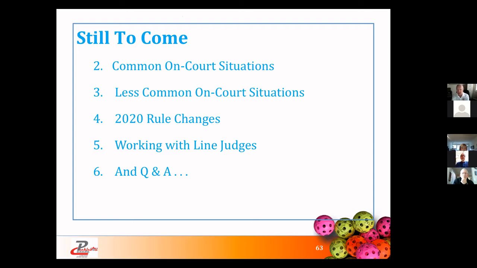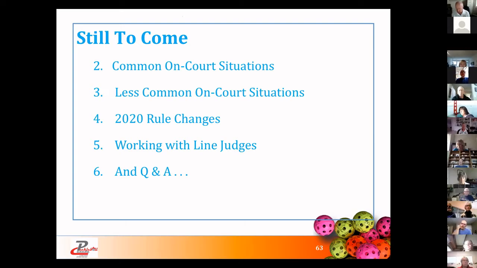We talked again about scorekeeping last time. So this time we're going to go through common on-court situations. We're going to start with, well, referee behavior, if you like, and code of conduct. That's where we're really going to be starting. Then we're going to move on to common on-court situations, less common court situations, the 2020 rule changes that happened last year, almost a year ago, and working with line judges, and then we'll take some questions and hopefully provide some answers.